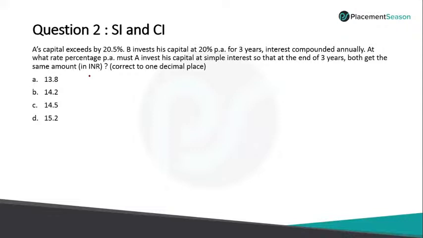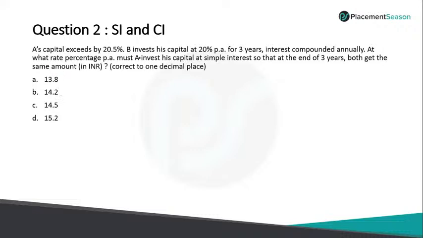At what rate percentage per annum must A invest his capital at simple interest so that at the end of 3 years both get the same amount? Correct to 1 decimal point. Maybe we may get the answer in more than 1 decimal, so they are telling us to correct to 1 decimal point because the answer is in 1 decimal point. Okay, so now we'll start solving the question.